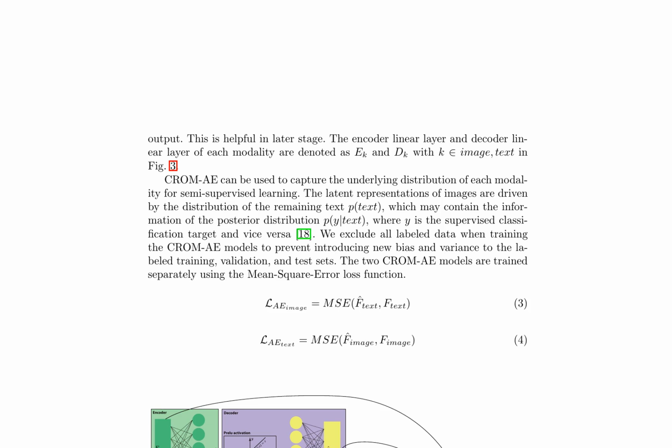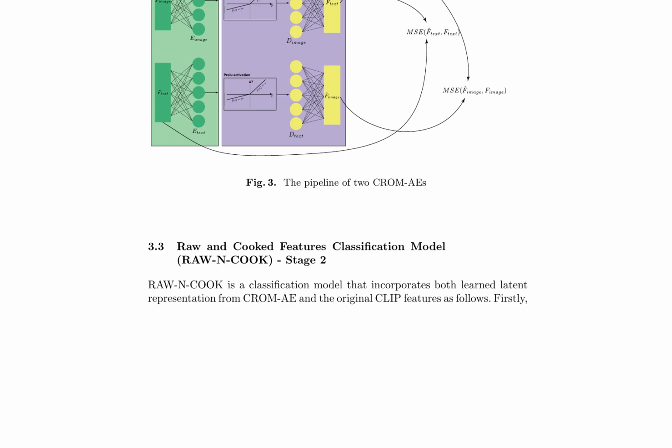The CroMAE models are trained using unlabeled data, excluding all labeled data to prevent introducing new bias and variance to the labeled training, validation, and test sets. The latent representations of images are driven by the distribution of the remaining text, P(text), which may contain the information of the posterior distribution P(Y|text), where Y is the supervised classification target, and vice versa.